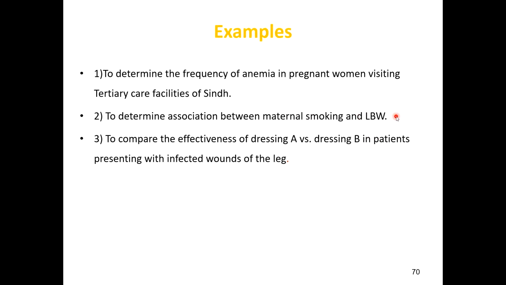Another example is that you want to compare the effectiveness of two drugs or two dressings or two vaccines. Fine. So you will add "to": to compare the effectiveness of dressing A versus dressing B in patients presenting with infected wound of leg. For example, to compare the effectiveness of Sputnik and Sinopharm in prevention of COVID-19. Fine. So whenever you add a word "to" and a measurable word, you convert your title into your objective. So you have to write an objective of your research, which is the second component of your synopsis.